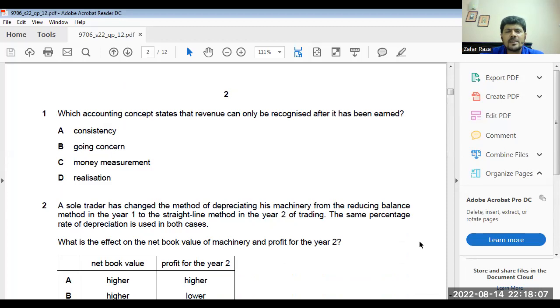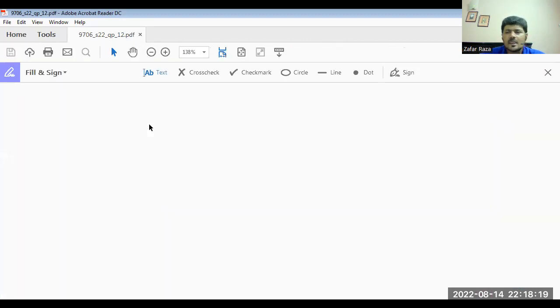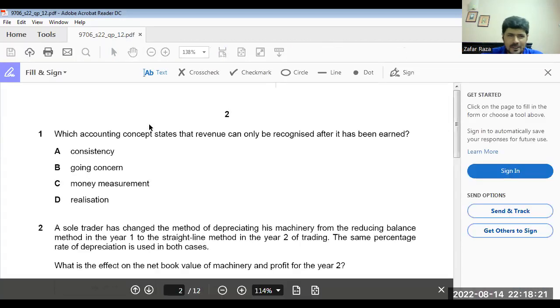Which accounting concept states that revenue can only be recognized after it has been earned? Okay. Now, before that, I should click for the tools, so that would be easy for me to write. Okay. Now, consistency, going concern, money measurement has nothing to do with the revenue recognized concept, only realization. D option is the answer. Getting my point clear? Okay. D option is the answer.